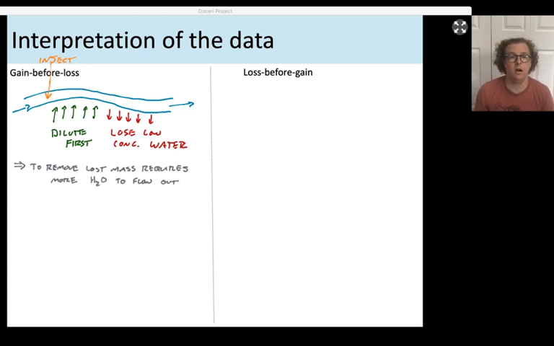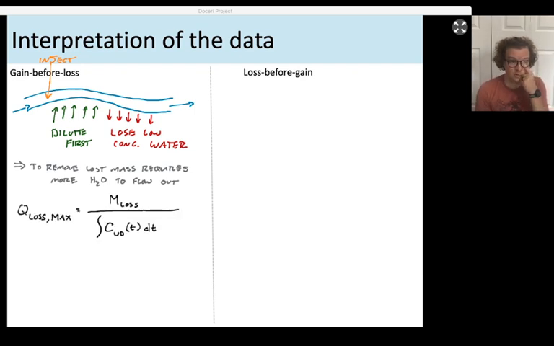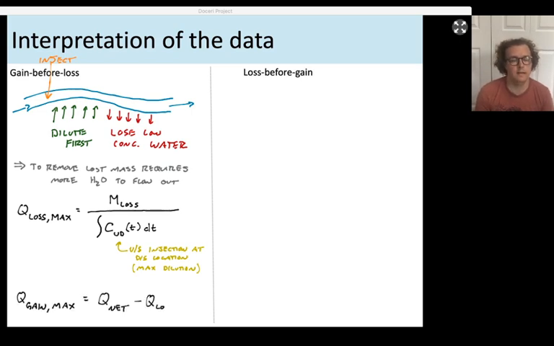So gain before loss is the case that will get us the maximum volume of water in our gross gains and gross losses. To calculate this maximum gross loss, it is your mass loss in the numerator, and in the denominator it is the integral of the upstream concentration at the downstream logger. That's the breakthrough curve I had hatched in yellow on the previous slide. And with that Q loss calculated, you can use the water balance then to get at the gross gains. So if I know the net change in discharge and the gross loss, I can back out of that Q gain max, or the maximum gains.